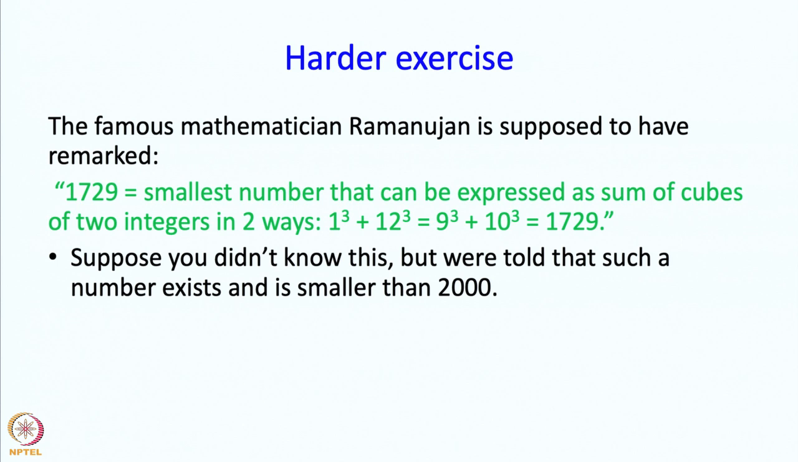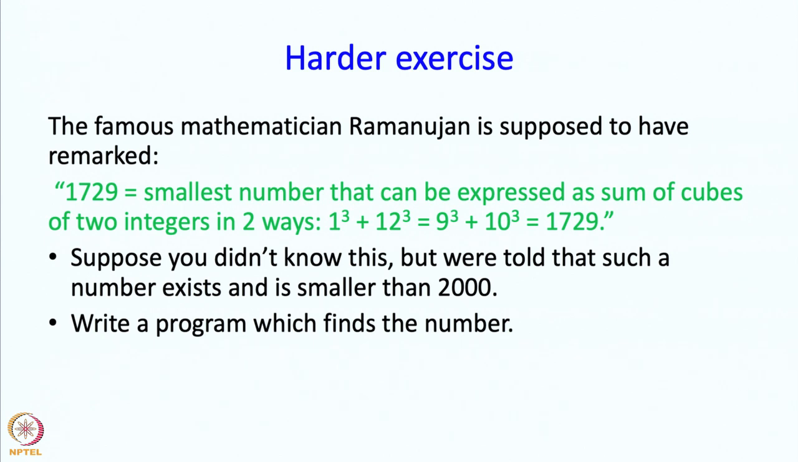Okay. So this is an interesting fact, and you may wonder, suppose I didn't know this, could I have figured it out? Okay, so that is what our problem is going to be about. So I am going to assume that suppose you didn't know this and you were told, however, that such a number exists and is smaller than 2000. Can you find it? Okay. And in fact, you could ask, look, I want the smallest such number. Okay. So that is the problem.